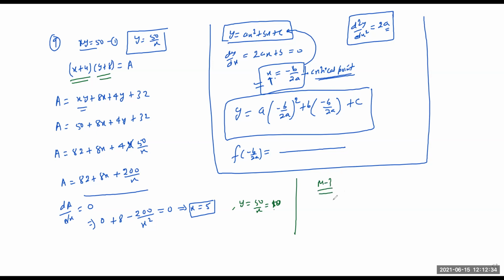Now I'll show you the third method of solving this question. We have A equals xy plus 8x plus 4y plus 32, and we have xy equals 50. So let's differentiate both separately. What is dA by dx? It is x dy by dx plus y, and that is 1, and then 8, and this is 4 dy by dx plus 0. This is called partial derivative. We are not differentiating partially, we are just differentiating with x.